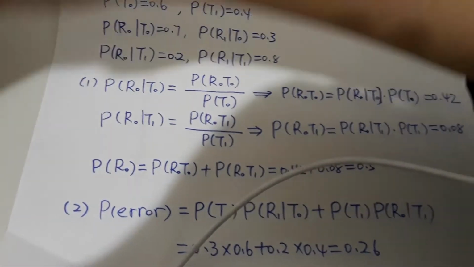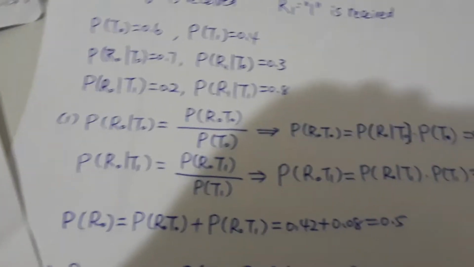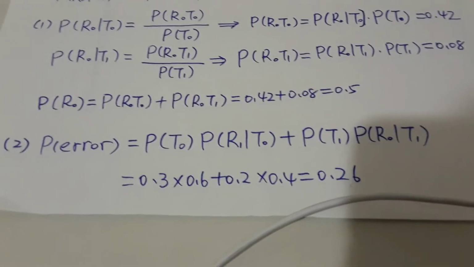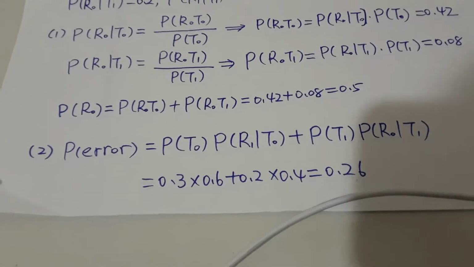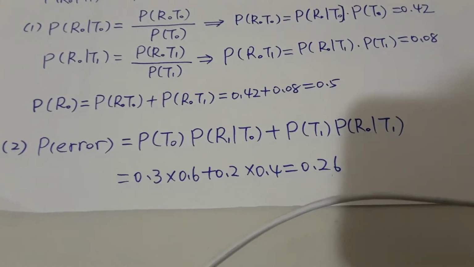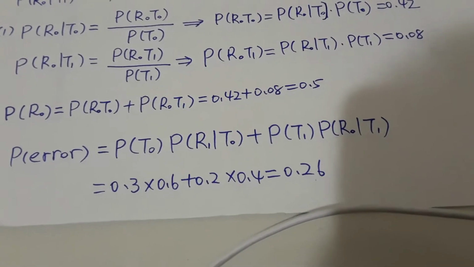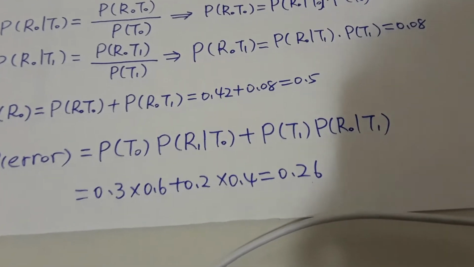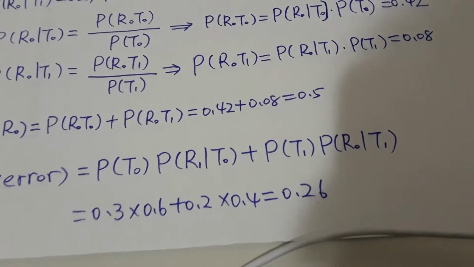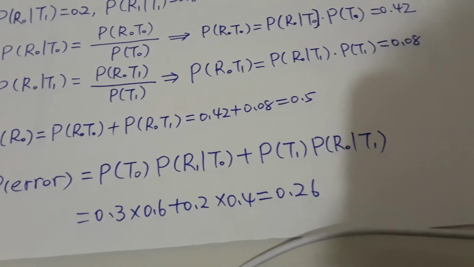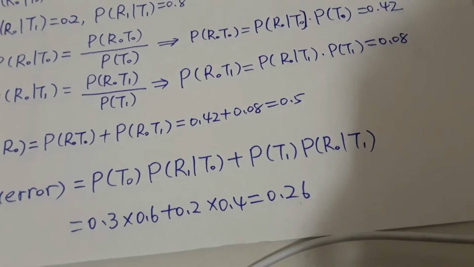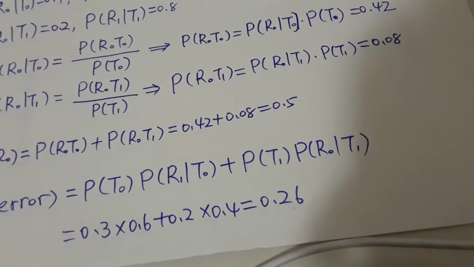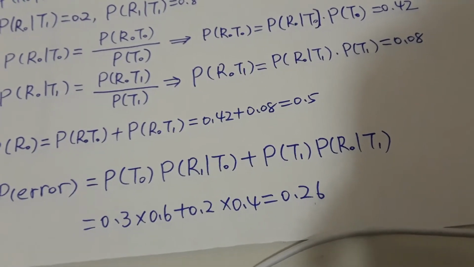Finally, let's look at the second question. To find the probability of error, here we have two error conditions. The first one is when 0 is transmitted, we actually receive 1, and condition 2 is when 1 is transmitted, we actually receive 0.